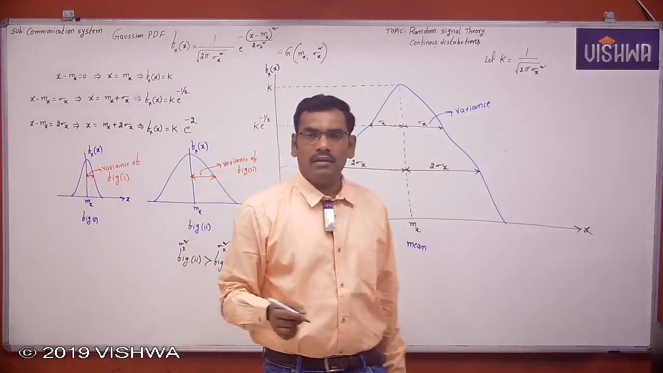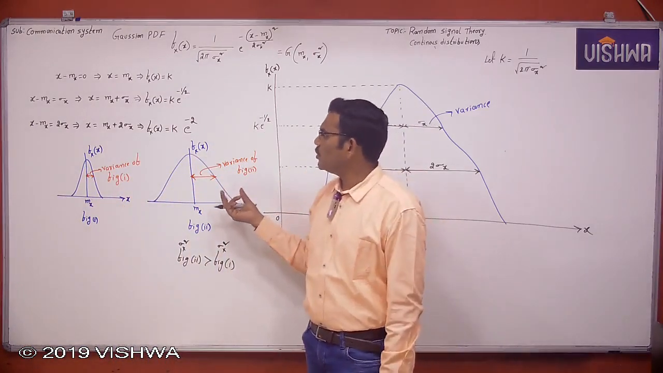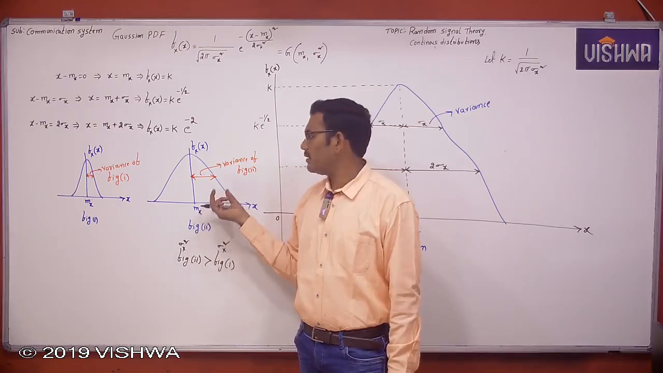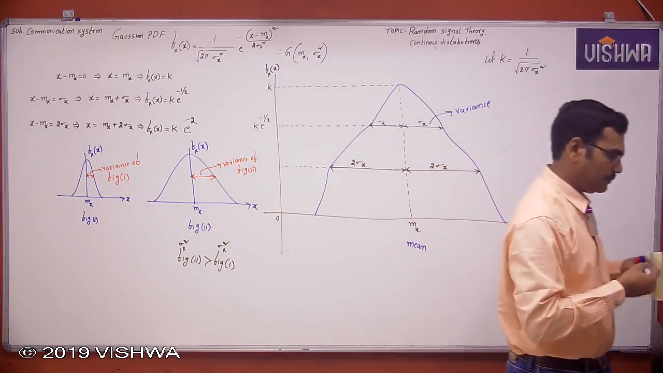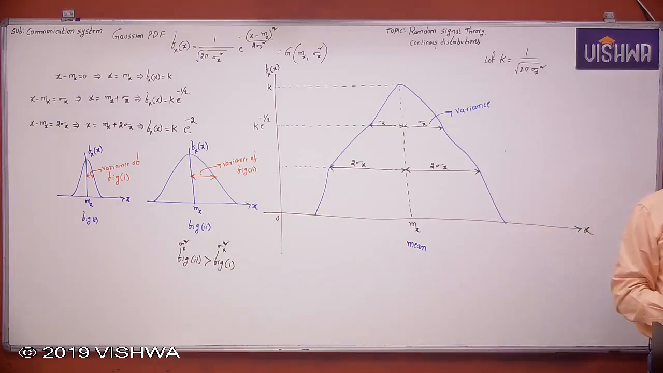Clear or not? Now this is the distribution whose centered value is the mean, and the spread of the distribution about its mean is called the variance. Note down.